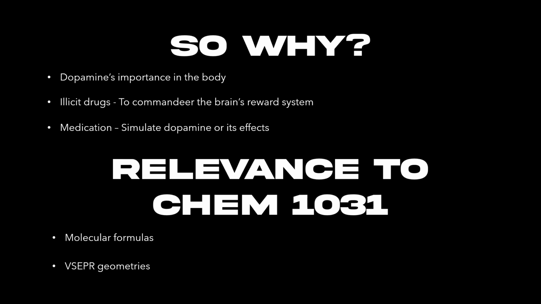Looking at this topic in retrospect to the General Chemistry 1 course, it can be seen that knowledge regarding molecular formulas and valence shell electron pair repulsion geometries is useful to understand the reasons why so many drugs share structural similarities to dopamine and can mimic its structure and effects.